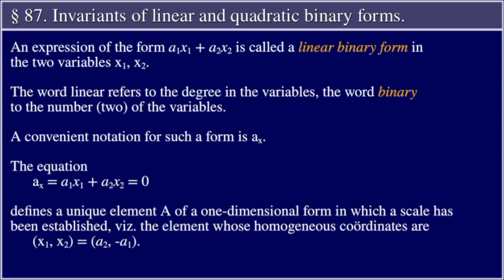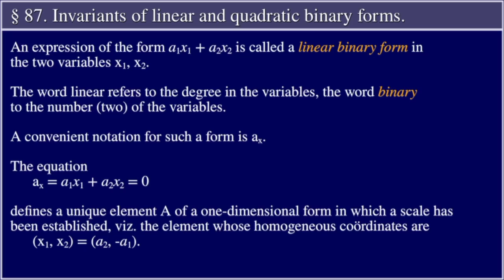An expression of the form a1x1 plus a2x2 is called a linear binary form in the two variables x sub 1, x sub 2. The word linear refers to the degree in the variables, the word binary to the number 2 of the variables. A convenient notation for such a form is a sub x.